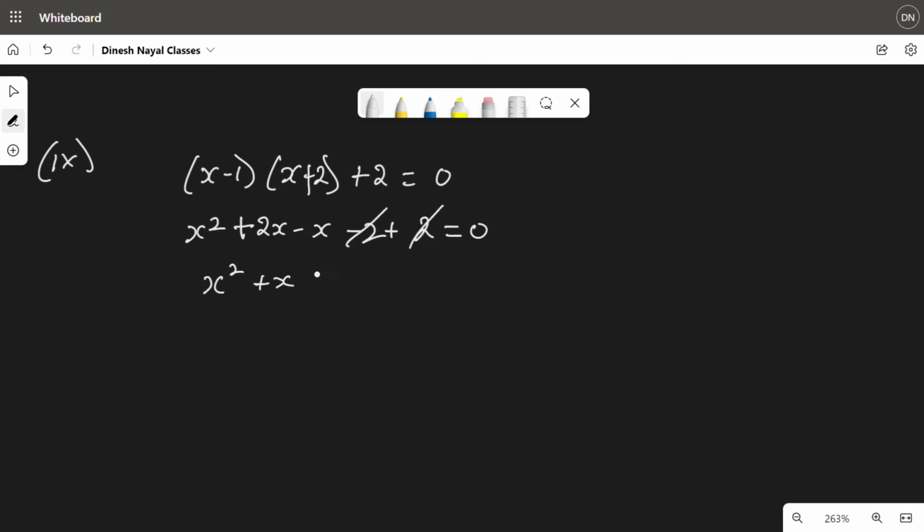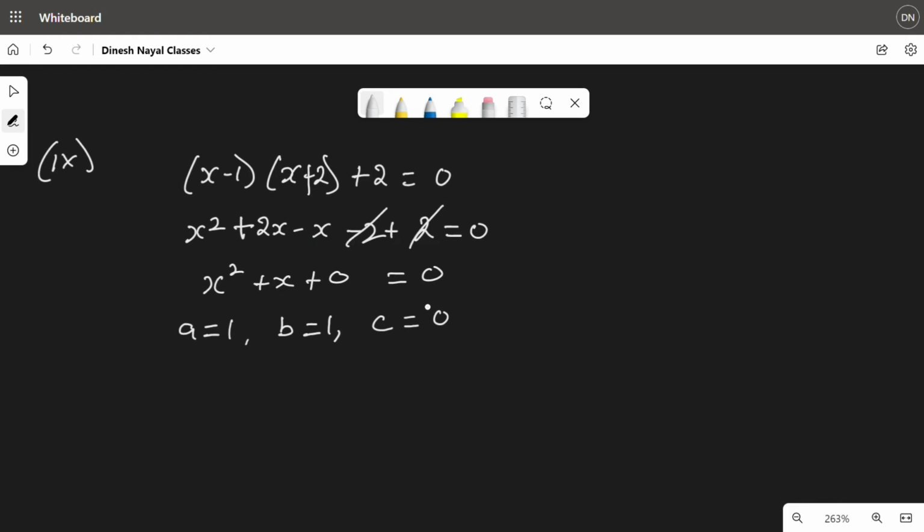So you will be left with x square plus x equals 0. So 2x minus x is x. So see, the constant term is 0. So we can write x square plus x plus 0. And then comparing it with ax square plus bx plus c equals 0, we get a equals 1, b is 1, c is 0.